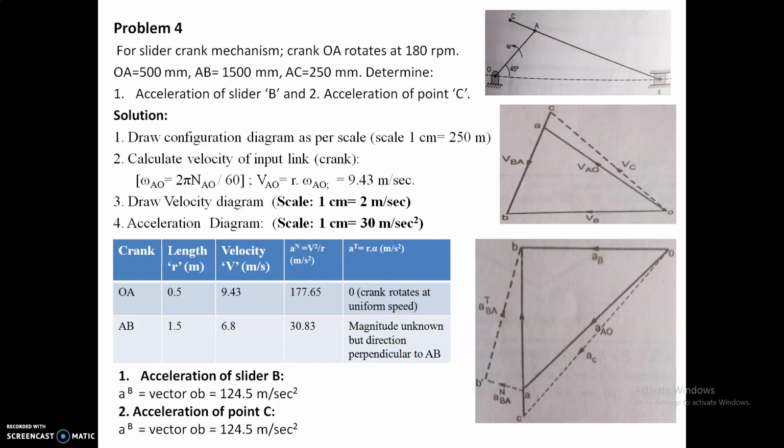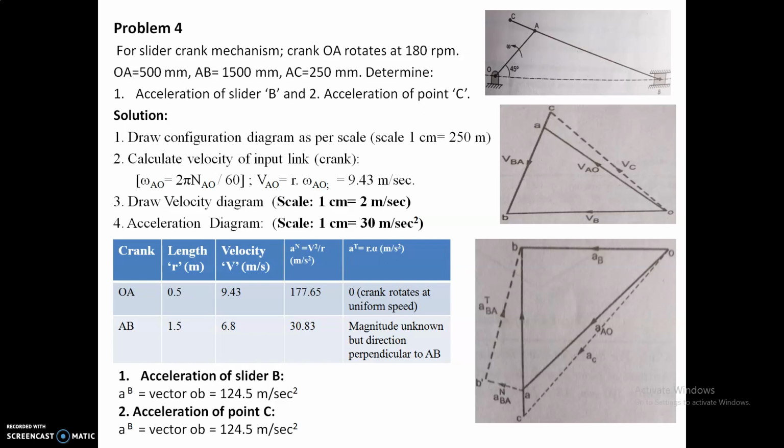And the second one is the tangential component. It is always perpendicular to the normal component, and the magnitude is determined by the formula r into alpha, where r is the length of that link and alpha is the angular acceleration given in the problem. So accordingly you can easily determine the magnitude of the components.